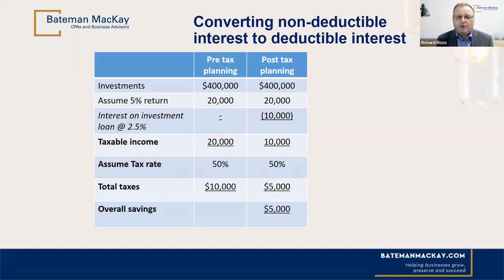The interest on the investment loan, assuming again a 2.5% interest rate: pre-planning, you have no deduction. Post-planning, you have a $10,000 interest deduction. So as a result of the transaction, your taxable income went from $20,000 to $10,000. You basically halved your taxable income. And assuming the maximum tax rate for the individual, your taxes have essentially been halved in this scenario, so you're paying half the tax that you would have paid. This is something to consider, because it does save money and save taxes.